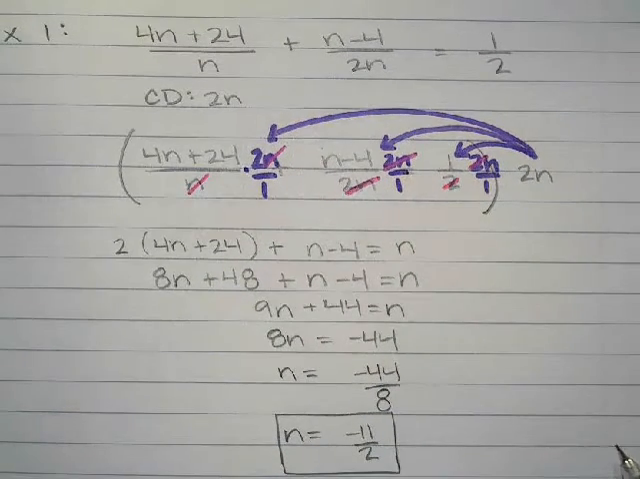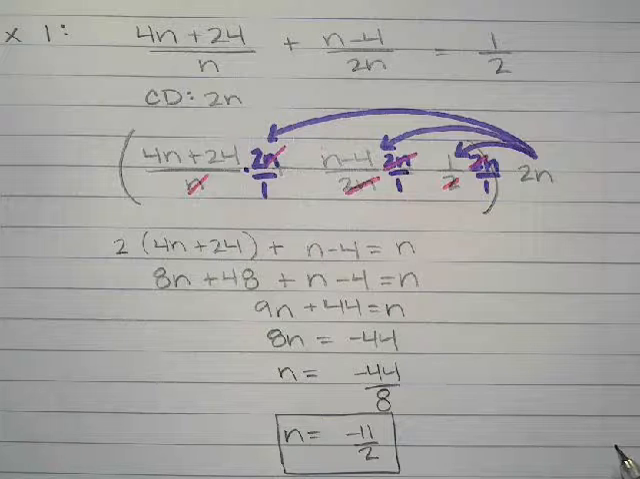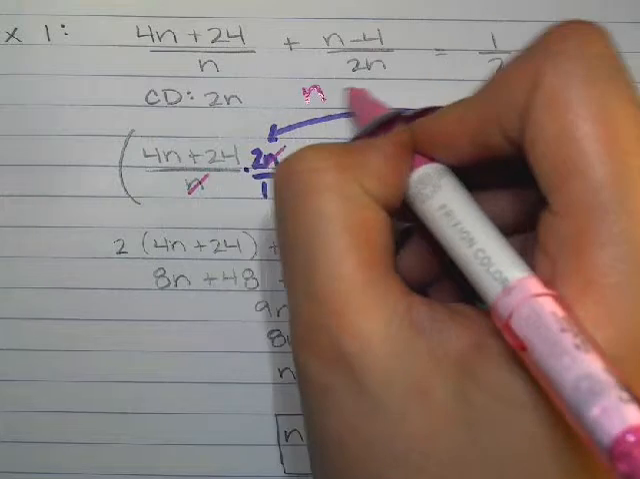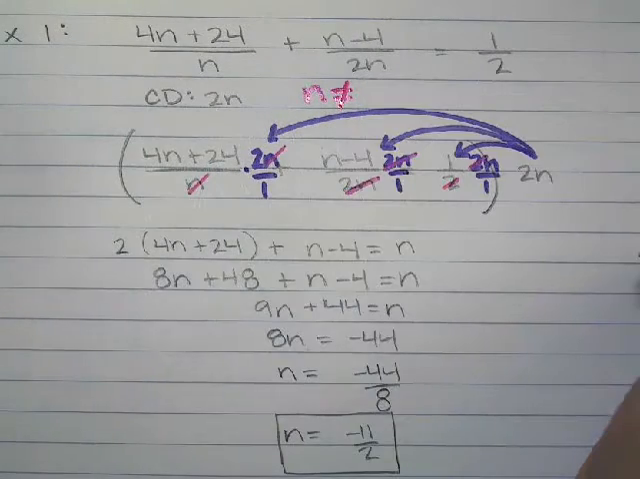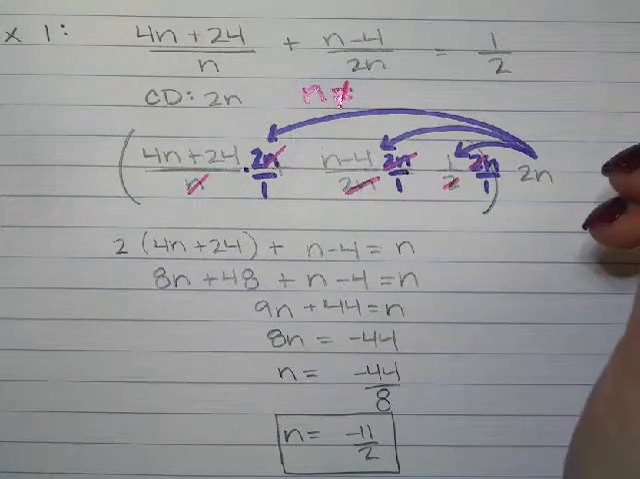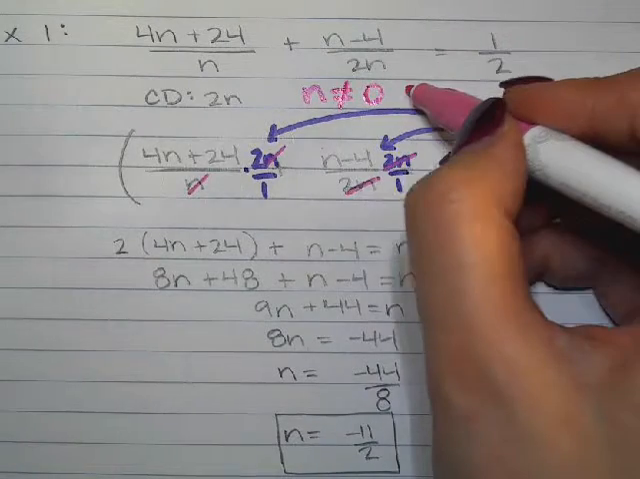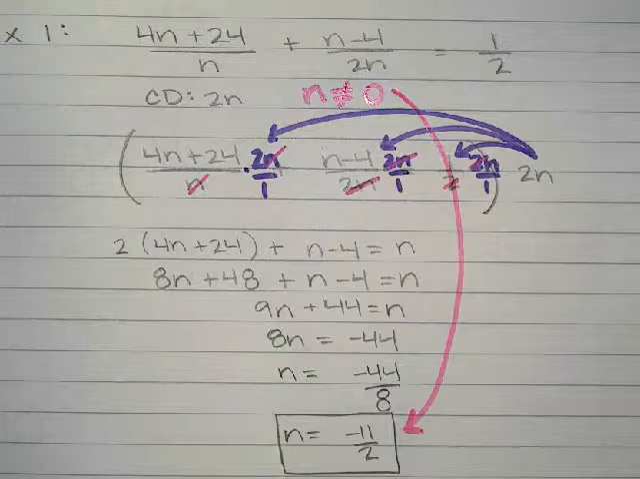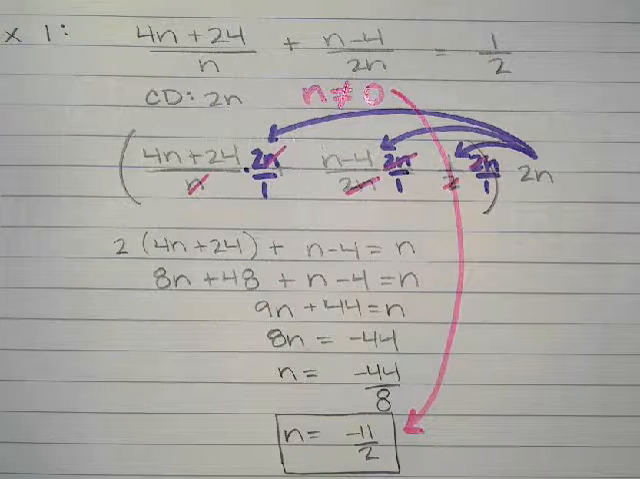Now, if we look back at the original problem, when we solve equations there's one little extra step we have to do, and we have to start at the very beginning. We have to say what our excluded value is. So if we go all the way back up to the beginning, n cannot equal 0. Then we take that excluded value and compare it with the answer, and make sure that the answer is not the excluded value. As long as it's not, you're good.